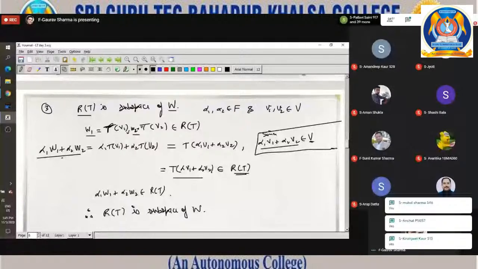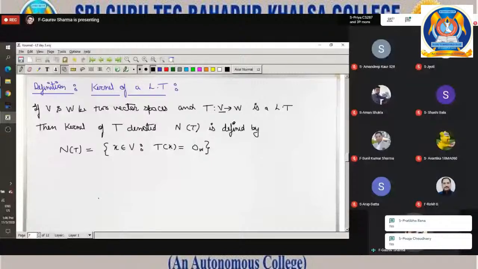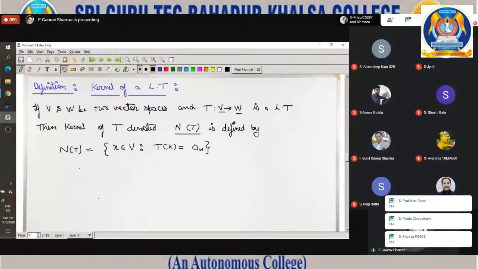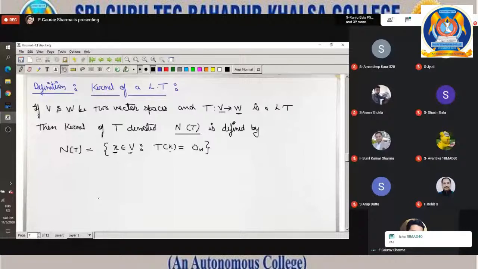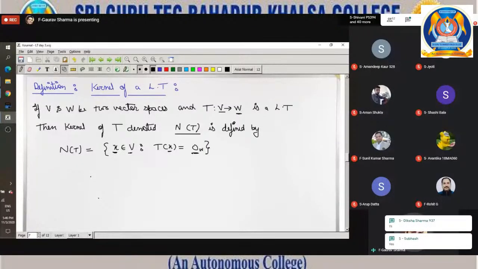Khushbu, unmute your audio. Yes, Jyoti. Given any two scalars alpha 1, alpha 2, take any two vectors v1, v2 in vector space V. Now we are proving R(T) is a subspace of W. Then after that, we know that T(v1) belongs to R(T) and T(v2) also belongs to R(T). And write T(v1), comma, T(v2).